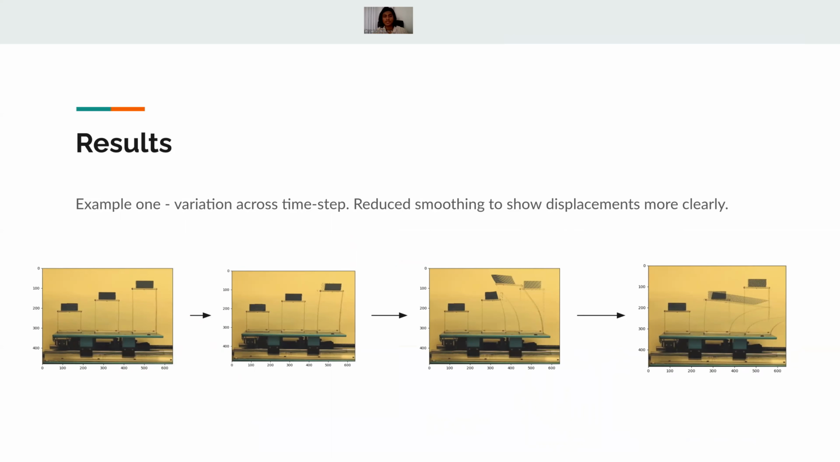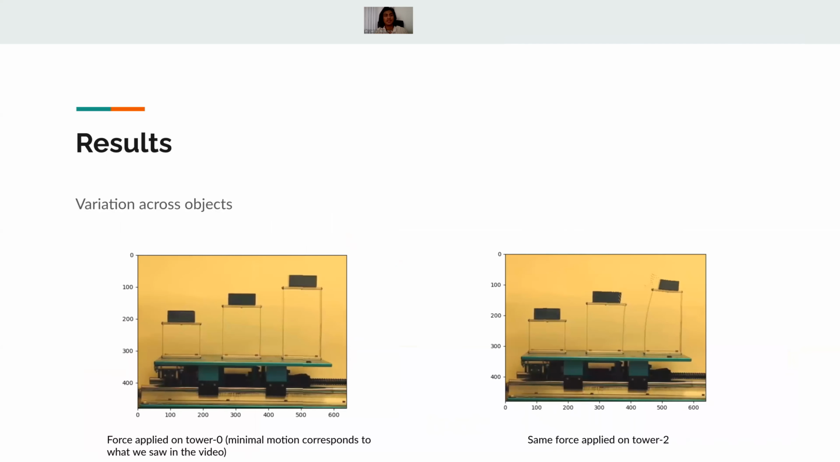So going along the results, this is an example that goes along time steps. On the first time step we have here, then it moves slightly, then it moves a lot more, and here it moves a lot more. We haven't smoothed it, to give a better idea of our displacements here. Here we see variations across objects. If we use the same force on tower 0, we see there's very little motion, but when we use it on tower 2, we see that there's a lot of motion.